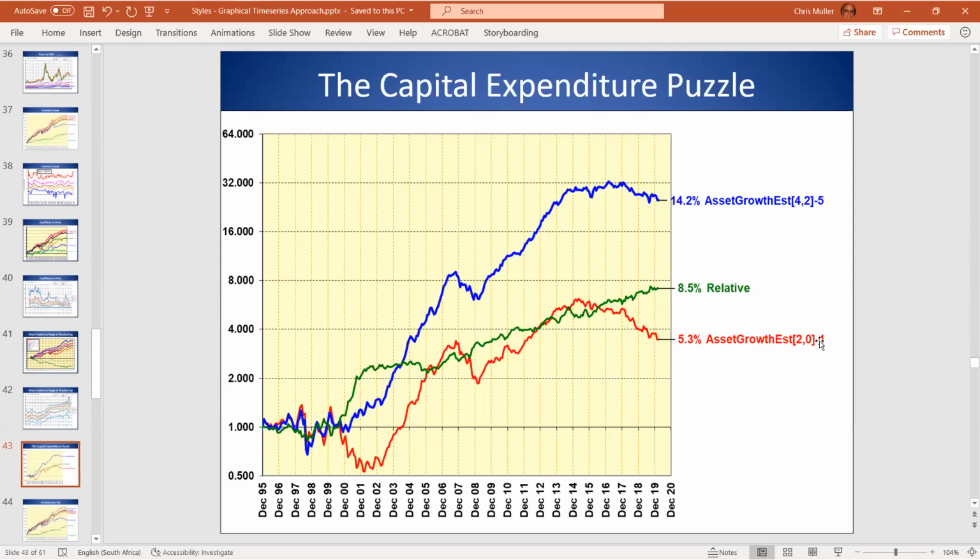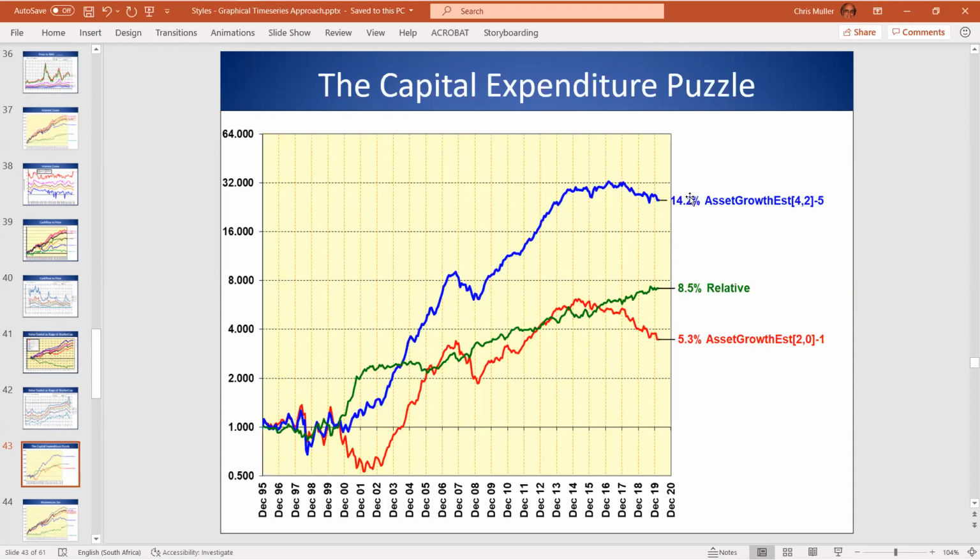Asset growth, quintile 1, the highest growth in the last 2 years. If you invest in companies that have been investing heavily or more than usual in the last 2 years, they do terribly. But if you go to the lowest asset growth, quintile 5, over the last 2 years, you can get up to 14% per annum.